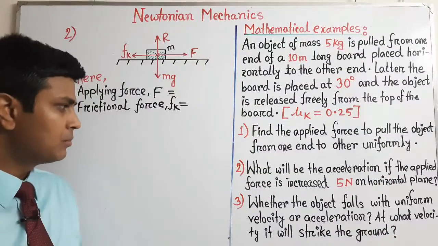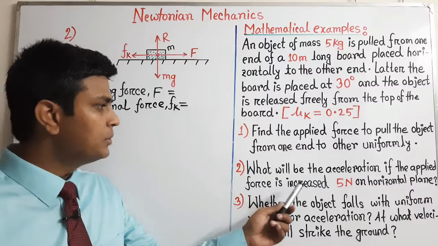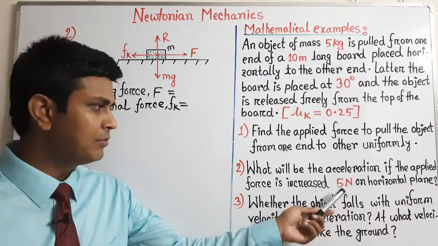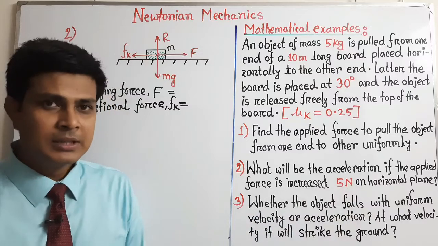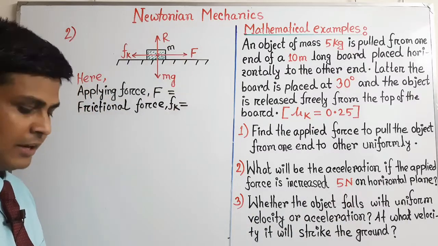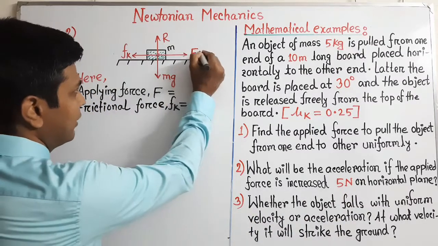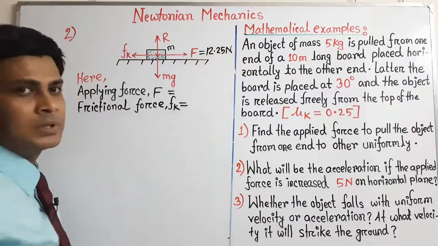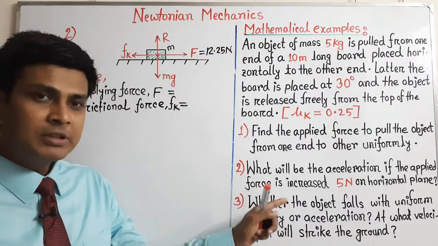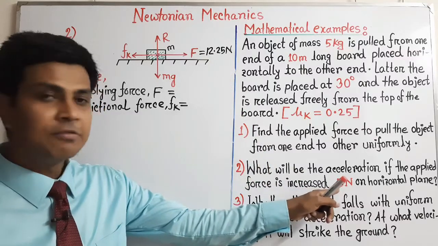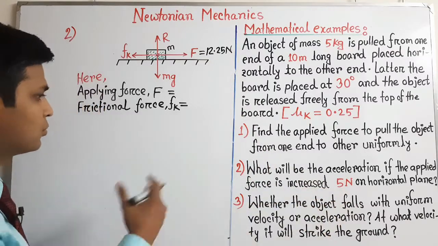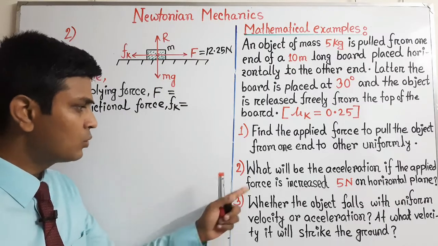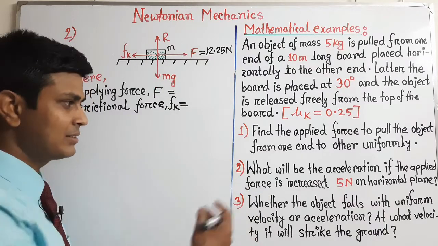Now let's solve question number 2. The question is: what will be the acceleration if the applied force is increased by 5 Newton on the horizontal plane? That means we already got the applying force F as 12.25 Newton. Now, if we increase this applying force by 5 Newton, the total applying force will be 17.25 Newton. And due to this, what will be the acceleration? Definitely the acceleration will increase.